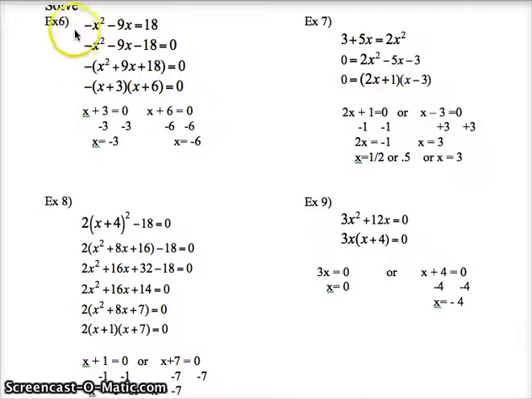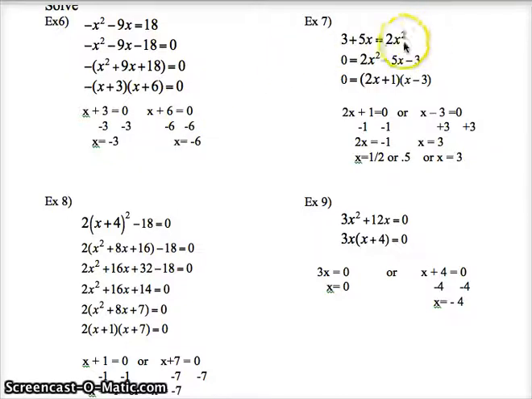Okay, so with example 6, the first thing you want to do is make the entire equation equal 0. So once you move the 18 over, we then see that our x squared term is negative. So we need to factor out the negative from all 3 terms. We can then factor x squared plus 9x plus 18, thinking what multiplies to 18 and adds to 9. We get x plus 3 and x plus 6. So set each bracket equal to 0 and isolate for x. We get x is negative 3 and x is negative 6.